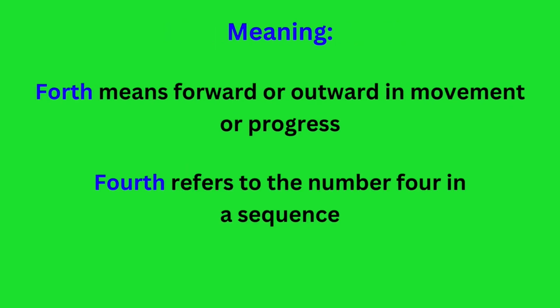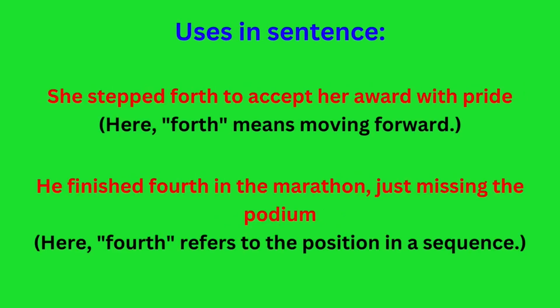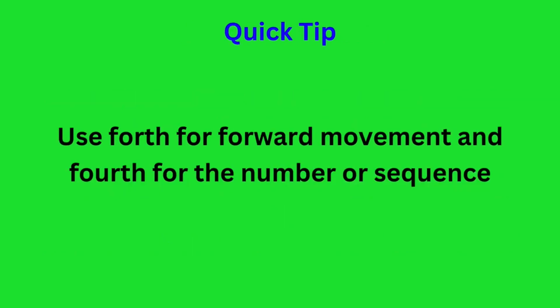Meaning. Forth means forward, or outward, in movement or progress. Fourth refers to the number 4 in a sequence. In a sentence. She stepped forth to accept her award with pride. Here, forth means moving forward. He finished fourth in the marathon, just missing the podium. Here, fourth refers to the position in a sequence. Quick tip. Use forth for forward movement, and fourth for the number or sequence.